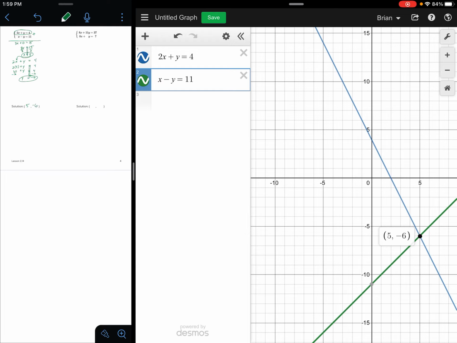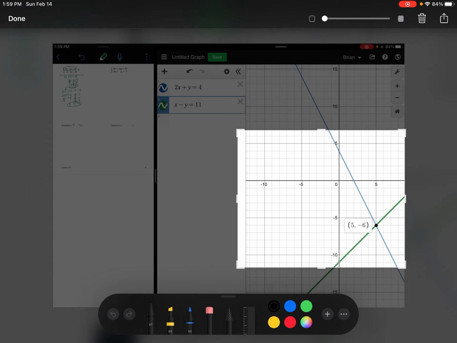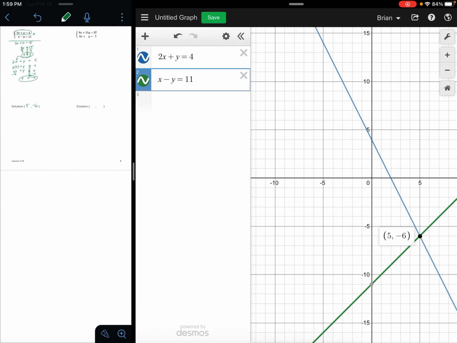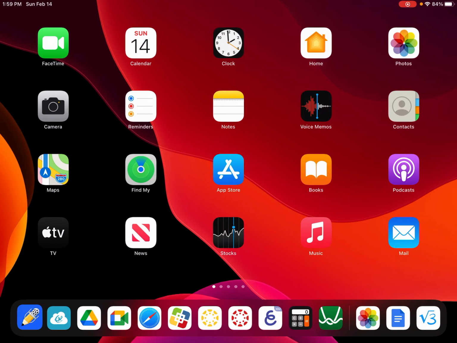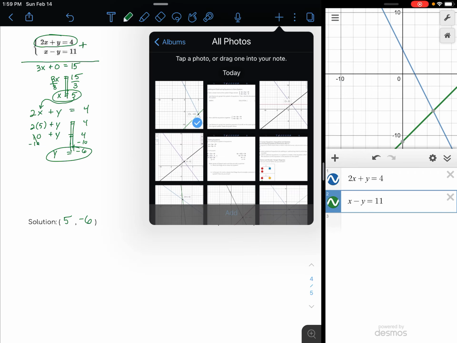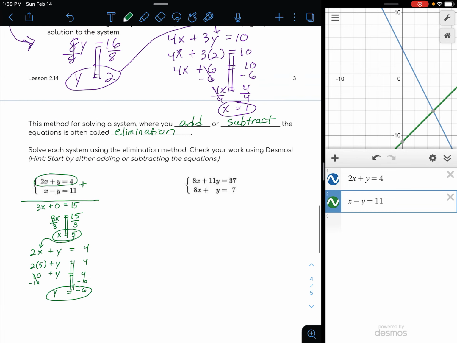All right, so notice we did get that intersection point of 5, -6. I'm going to bring that in here, just like we've done before, to show that we do have that intersection point, that we do know what that solution is. I can just drag this over. Let's bring it in. And there we have it. There's our intersection of 5, -6. Let's do the same thing on the second equation here.